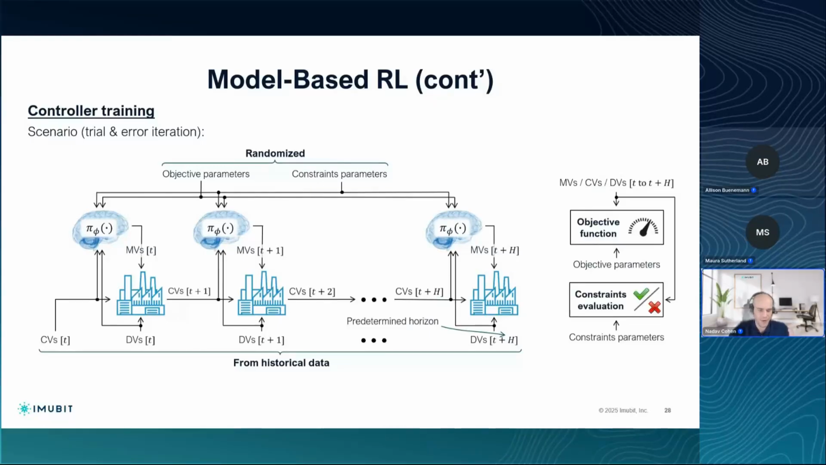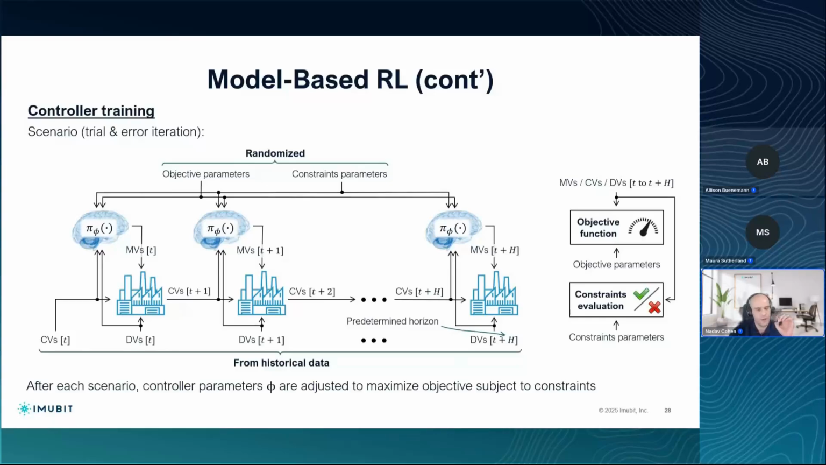After each scenario, what I just described as a single scenario, I adjust the controller parameters, phi. I move them a little bit in order to maximize the objective while respecting the constraints. So in every scenario, I adjust the parameters a little bit, and then I run another scenario and another one, potentially millions or tens of millions or hundreds of millions of times. And that way my controller learns through experience, and it sees a lot of different scenarios.